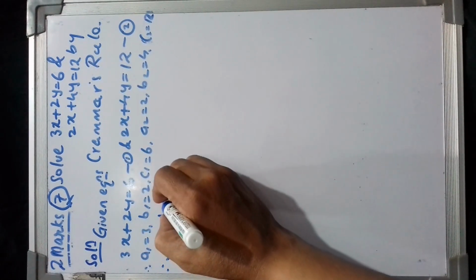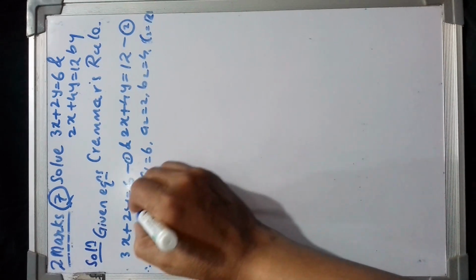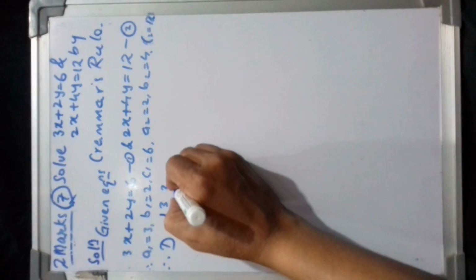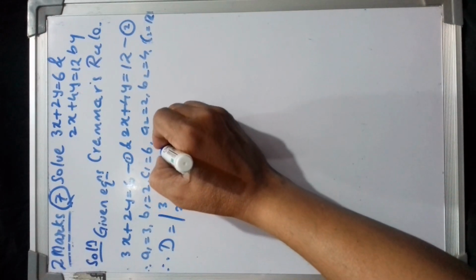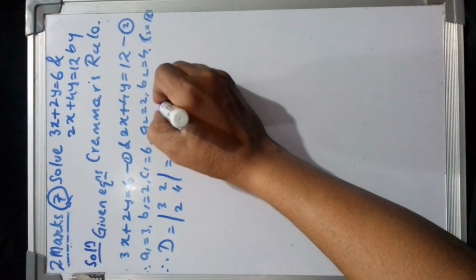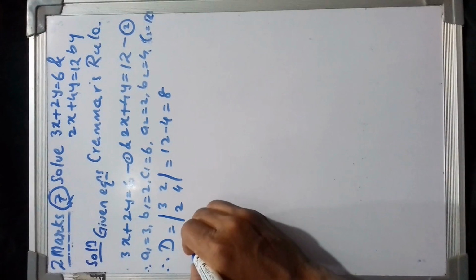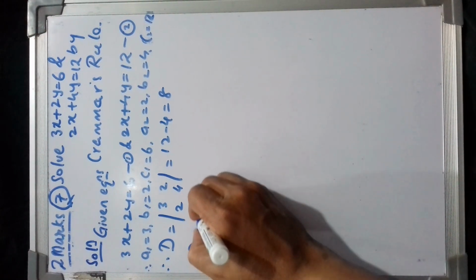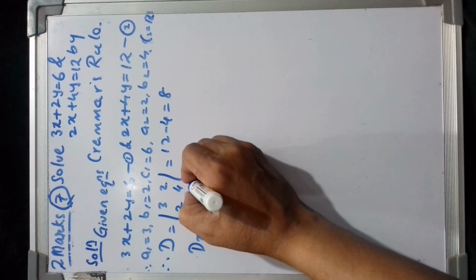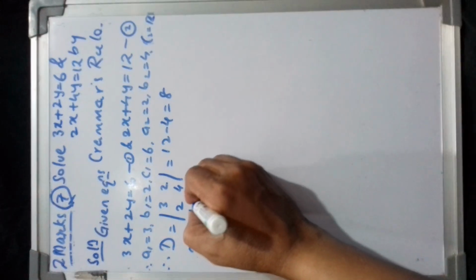is 12. So the determinant D is formed by the coefficients, like the first row will be 3 and 2 and the second row will be 2 and 4. So we have to solve it. 3 into 4, that is 12, minus 3 into 2, that's 2 into 2, 4, so 12 minus 4 is equal to 8. The value of D is 8.